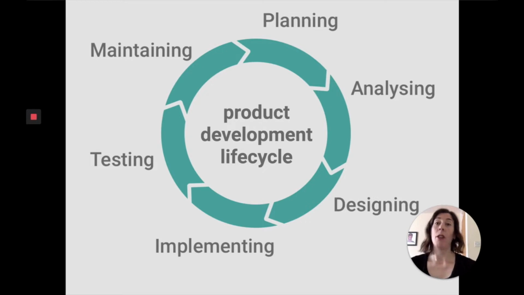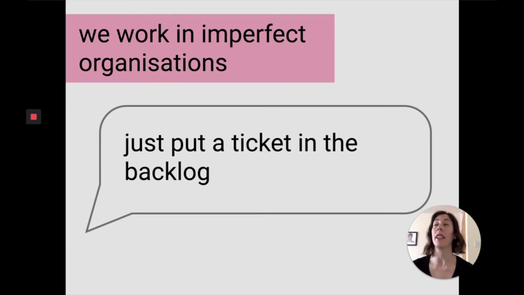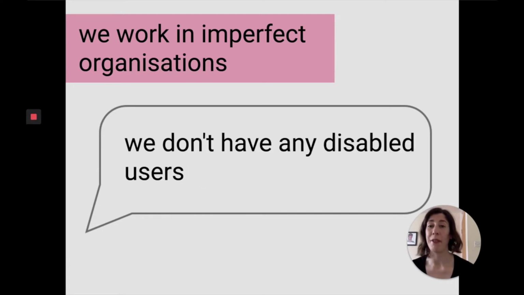But that is a lot of people to try to convince if you're just starting to talk about this in your organisation. And you will hear a lot of bad takes if you do start talking about this in your organisation for the first time. So you might hear things like, well, I'm sorry, but accessibility isn't part of the MVP. You'll definitely hear, just put a ticket in the backlog, the subtext for which is where it will live forever. And my personal favourite, well, we don't have any disabled users, so this isn't a problem for us, which is, there's a lot to unpack there.